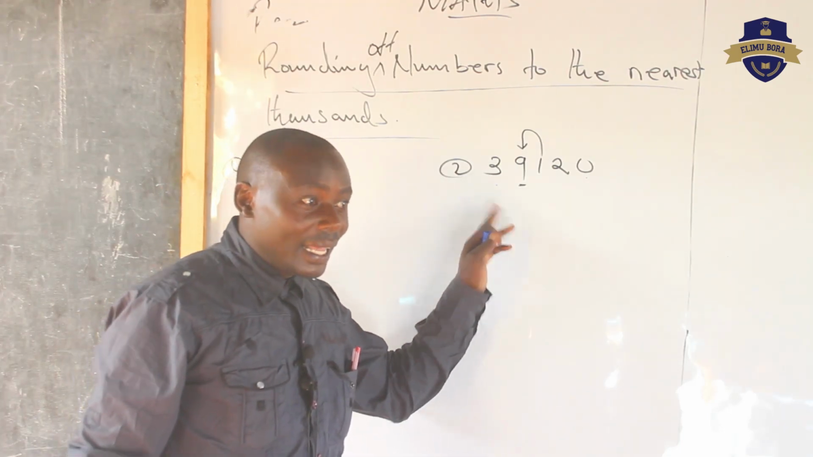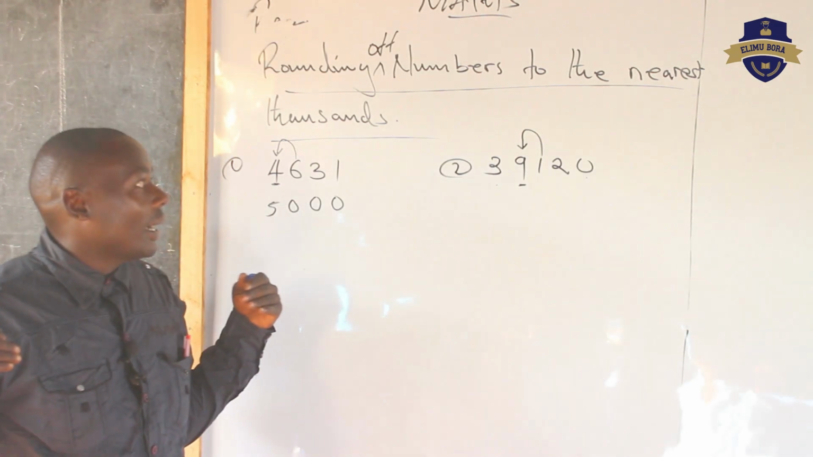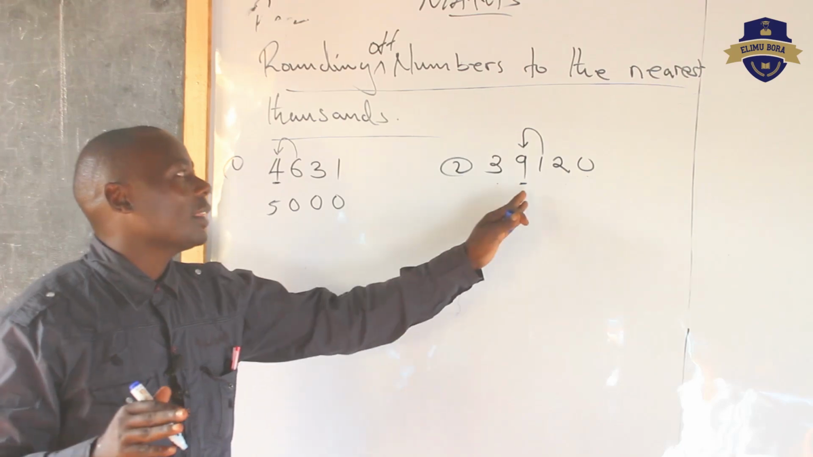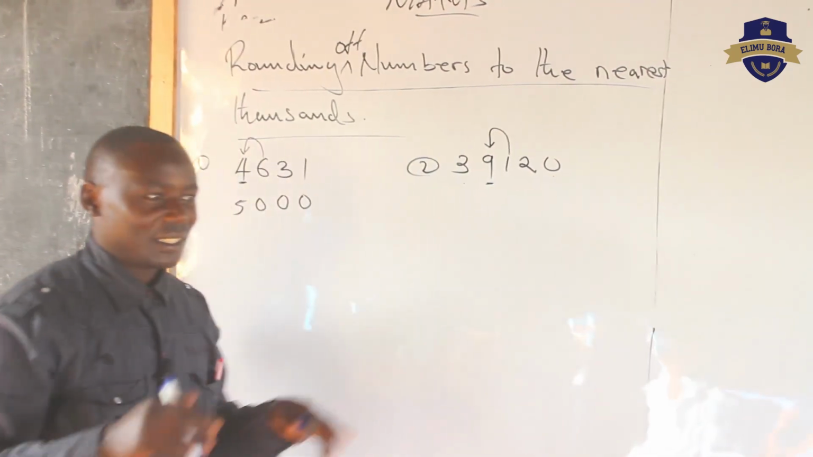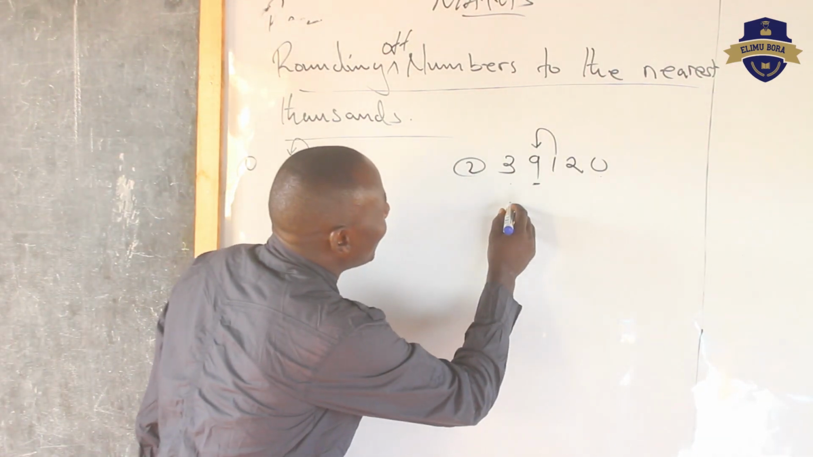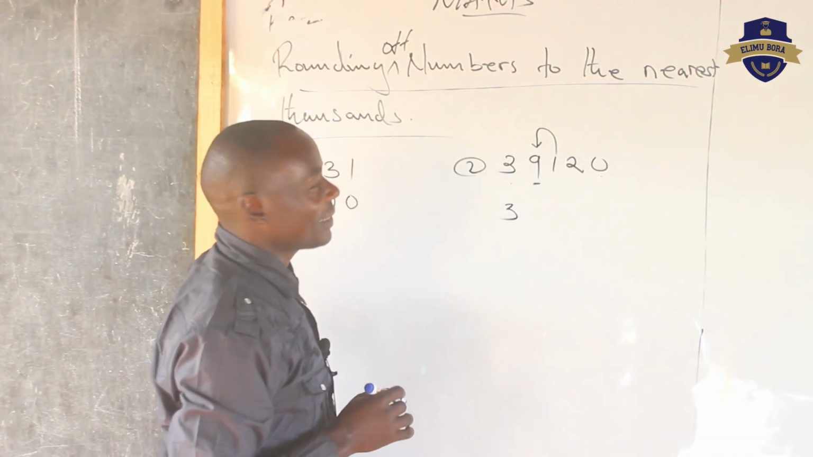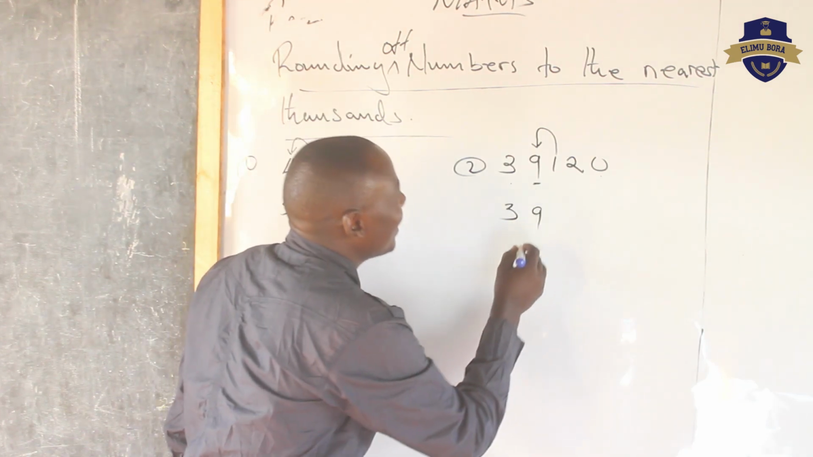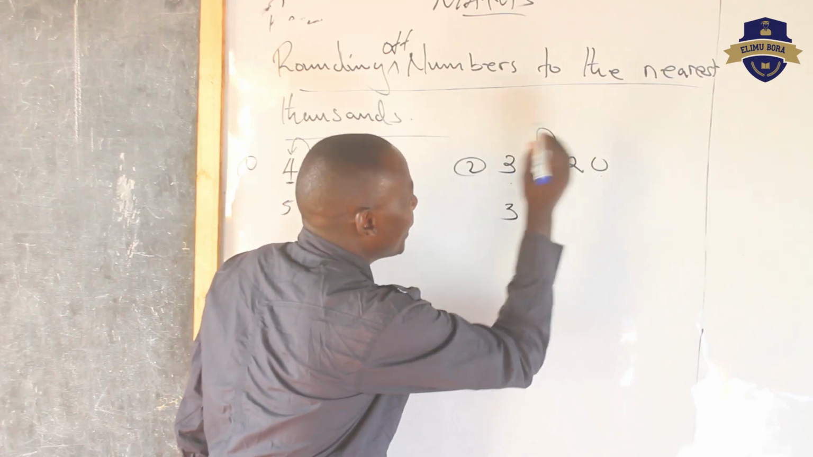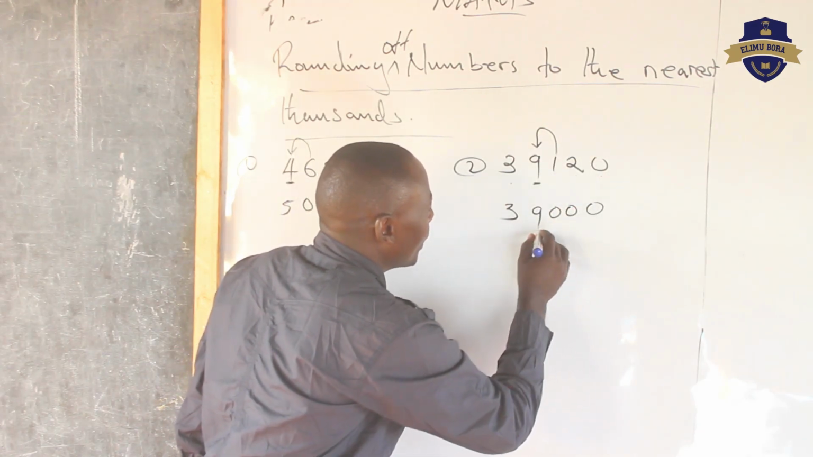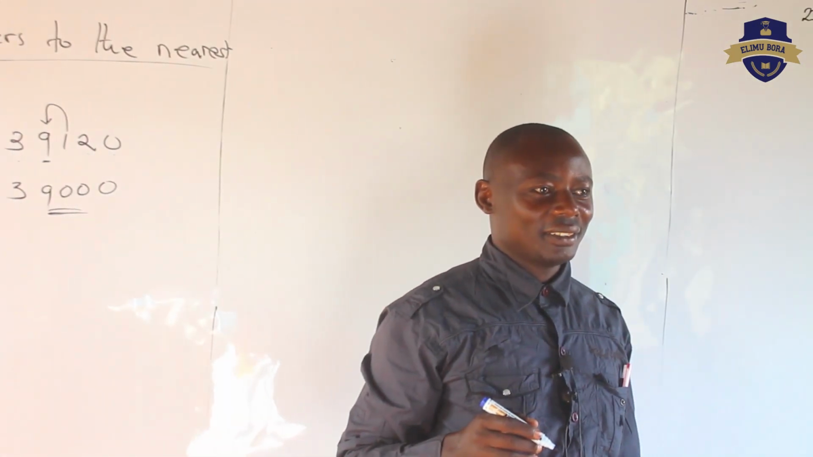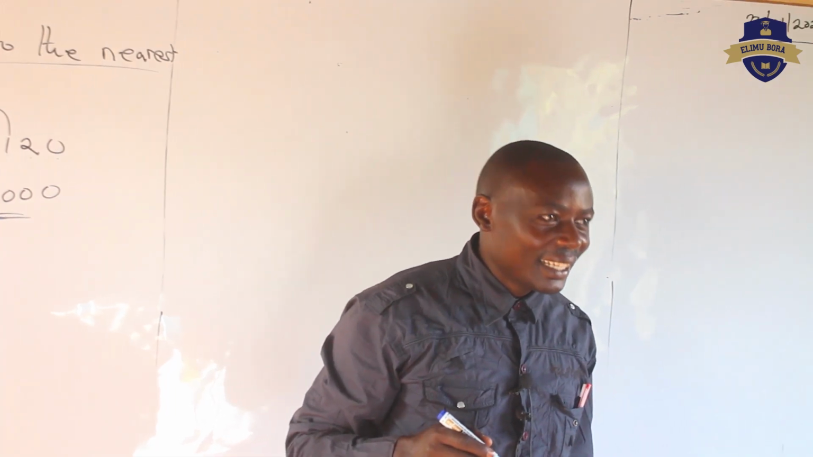Are we together? The rest of the numbers, those to the left of the nearest 1,000, we don't interfere with them. We always interfere with the number that is next to the place value that you have been asked. So the 3 will remain the way it is, 3, 9, then zeros. How many zeros? 1, 2, 3. That will be the correct answer. Are you understanding? Yes.